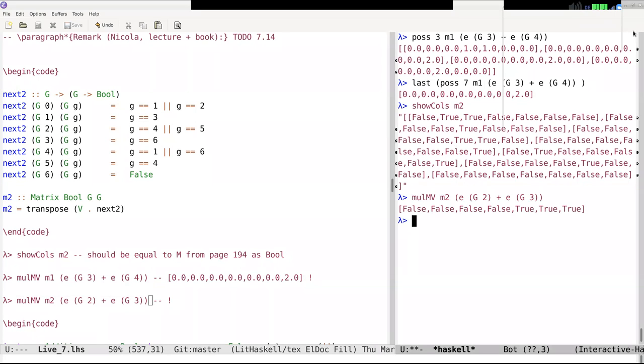So we get something like, let me do it once again. We're getting false, false, false, false, true, and true. So this is something that you have to check.